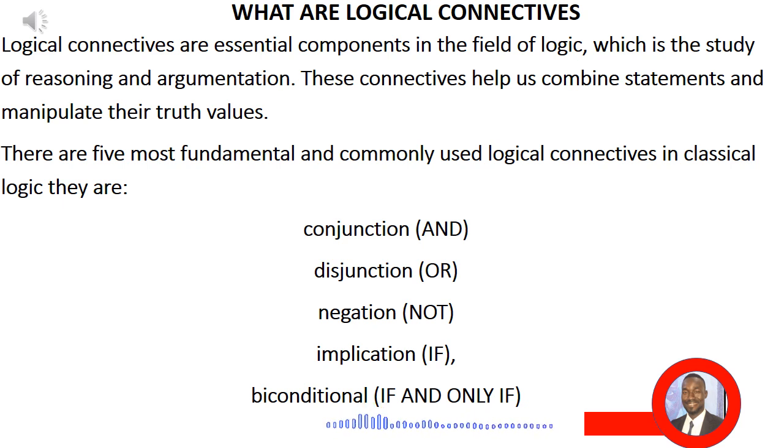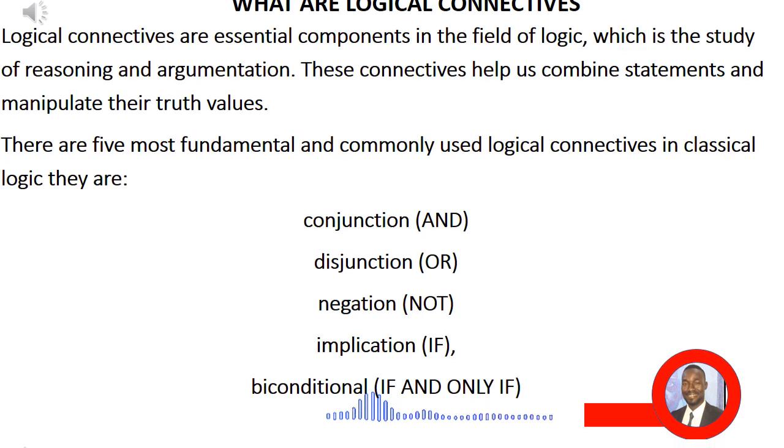There are 5 major, fundamental, commonly used logical connectives in classical logic, and they are conjunction, which is denoted by the word and, disjunction, which is denoted by the word either or, negation, which is denoted by the word not, implication denoted by the word if, and biconditional, which is denoted by the word if and only if.